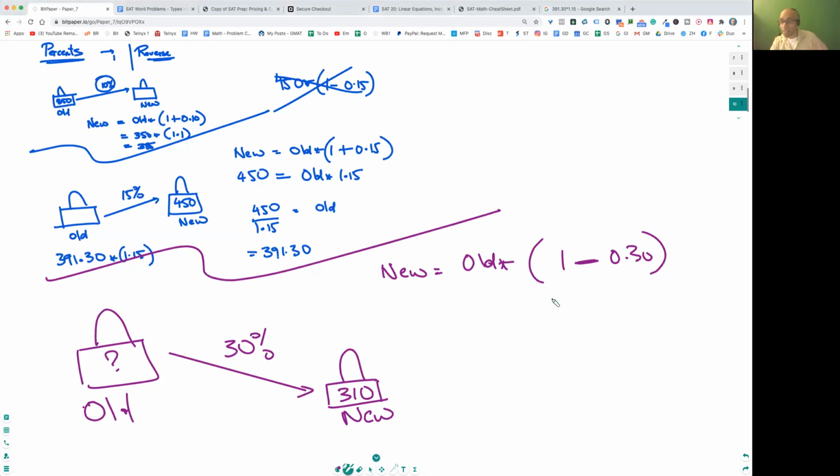So now you know why it's called the reverse problem, right? Because you have to kind of go around. There's no other way. Yes, you divide it. Yes, exactly right. Well said. So new is equal to, that means 310 is equal to old times 0.7. And then old is equal to 310 over 0.7. And then you try to calculate this.